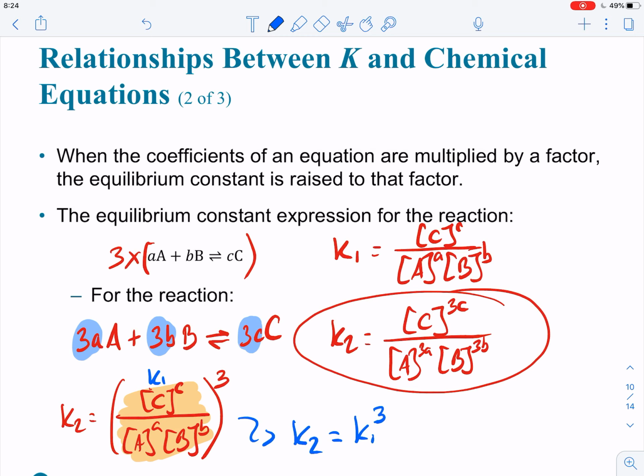So now whatever number you multiply the equation by, the relationship between those constants is K2 equals K1 raised to the power of n. And what's n in this case? Whatever number you are multiplying the equation by. So you take your initial equilibrium constant and you raise it to the power of that particular factor that you're multiplying the equation by. So this is another critical relationship that you need to know.